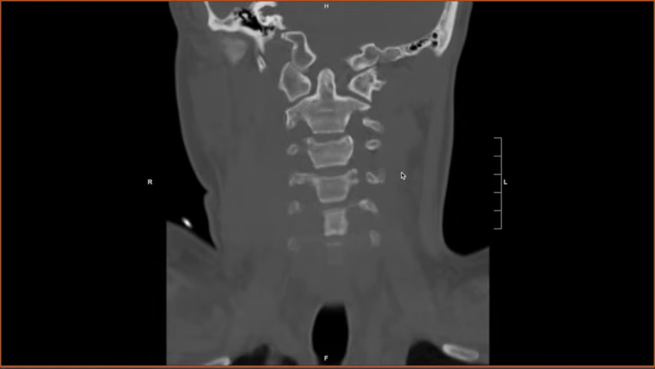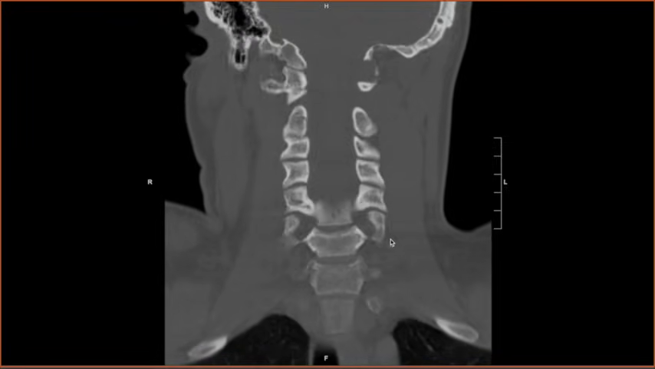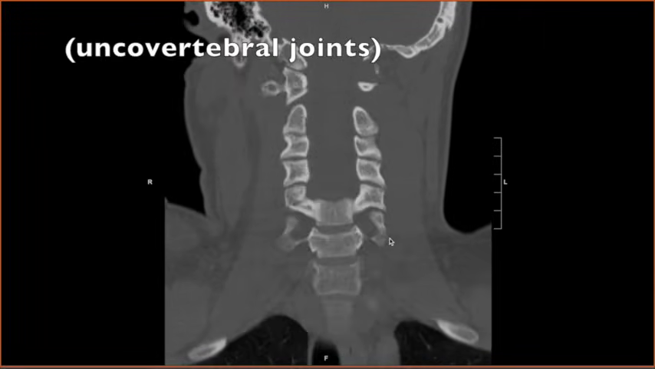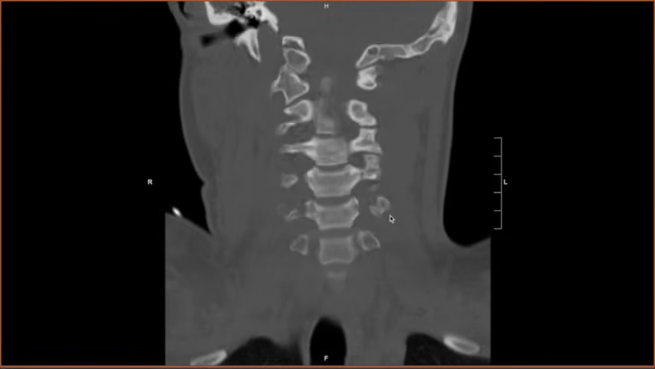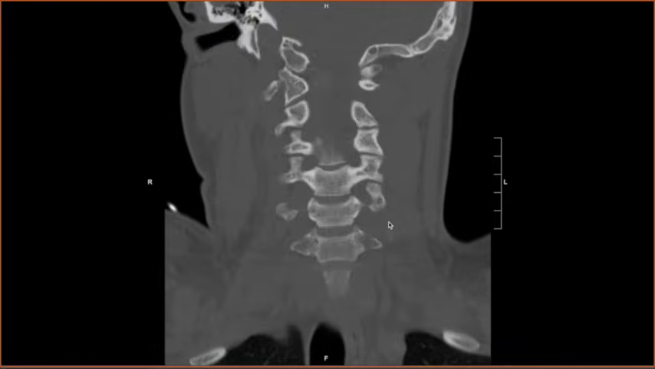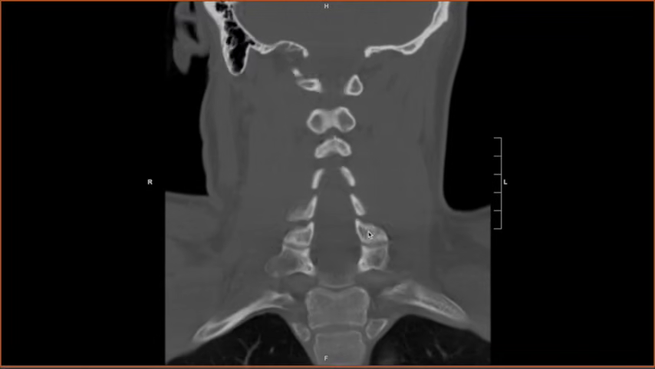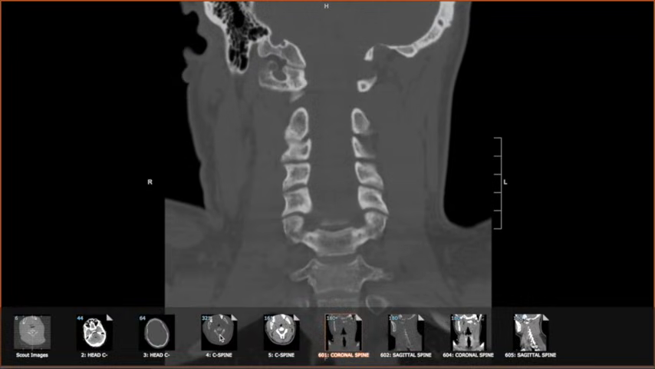I also look at the vertebral bodies on coronals. Specifically, it's very easy to miss subtle fractures near the uncovertebral joints on other planes. So I specifically look at the uncovertebral joints on coronal images. You can also assess the facet joints as well here. And then I go down the axials.